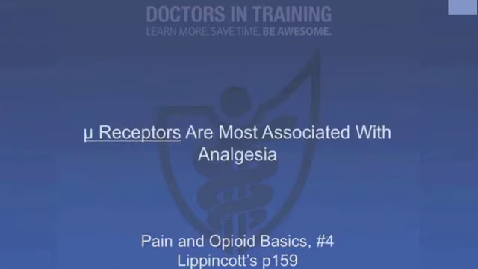Next, the mu receptor is associated mostly with analgesia. So the other two are important, but mu is what you need to remember for analgesia. But it's also responsible for respiratory depression, sedation, euphoria, much like what you're feeling right now during this lecture, decreased GI transit, and physical dependence.